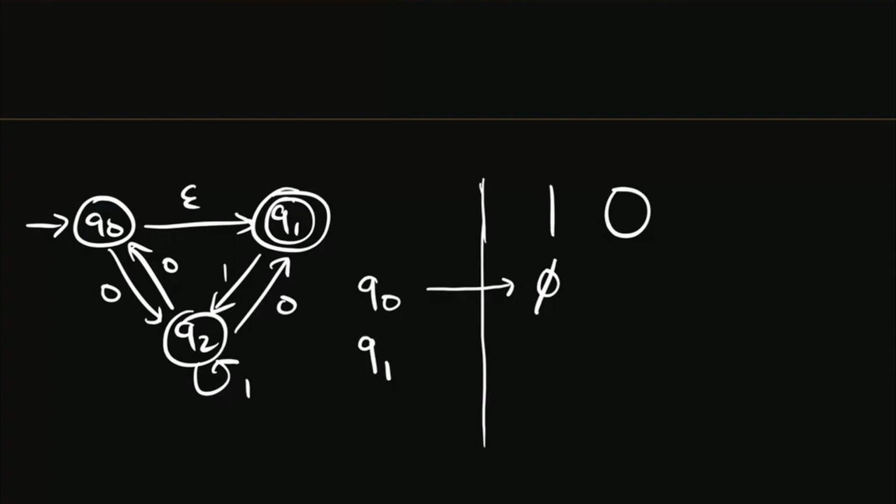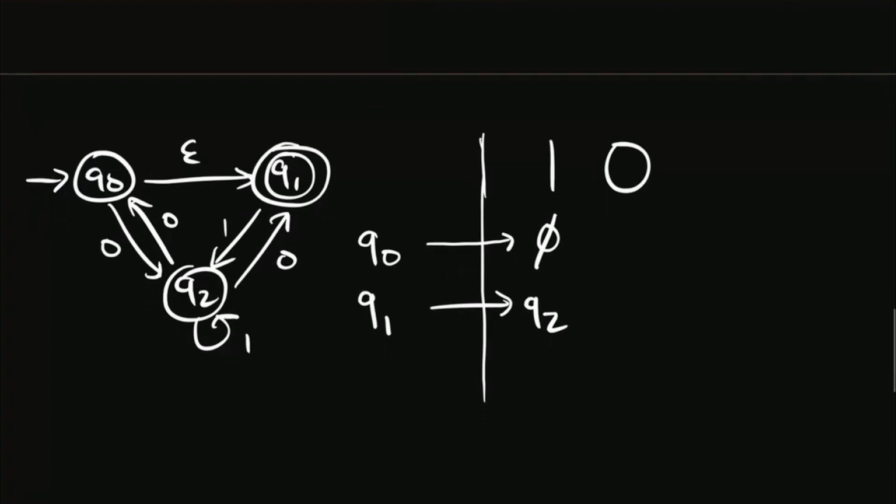Cool. What about Q1? Where can I go from Q1 on input 1? To Q2, so I put Q2 here. Is there anywhere else that we can reach from either the empty set or Q2 without reading any characters? Is there anything else we can reach? No, because the empty set doesn't correspond to a state at all. Q2 doesn't have any epsilon transitions coming out of it, so we're done so far. The empty set, we're done with that, so we don't have to worry about that anymore.